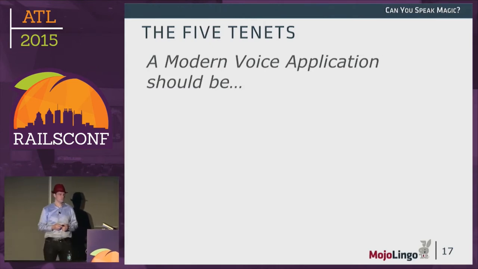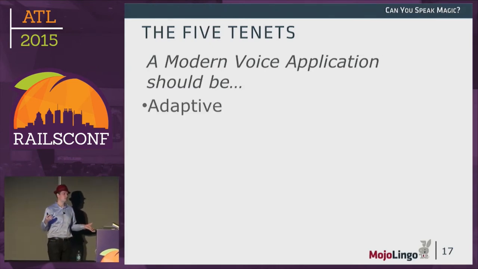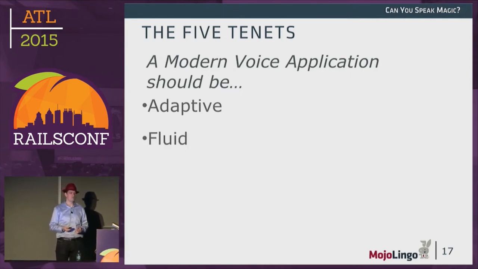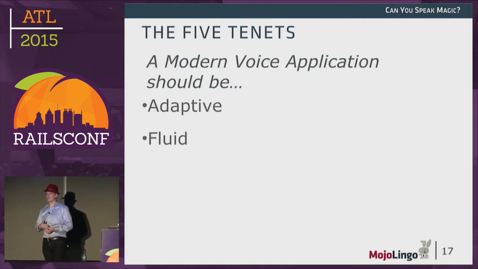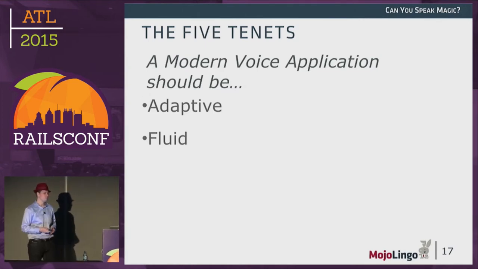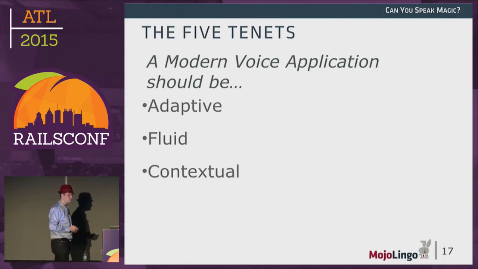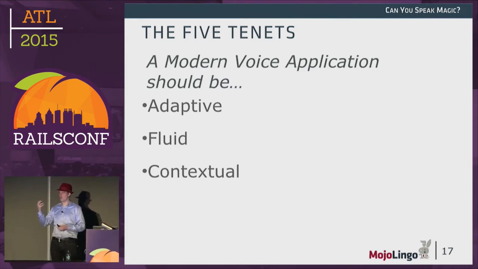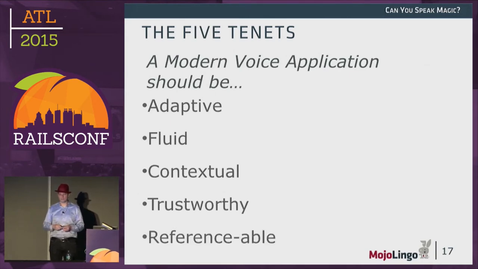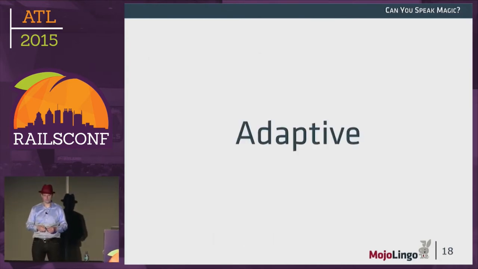A modern voice application should be adaptive, which to me means that it should take advantage of the capabilities of various devices on which it's running. It should be fluid, which is to say it should be able to move across devices and across time and even across users and still preserve the context of the conversation. It should be contextual, because really this is the value of what you're building, the communication happening in context with whatever application it supports. It should be trustworthy, because the worst thing in the world is to communicate something sensitive and then have it revealed, or otherwise abuse users' trust. And the last point is that it should be referenced. Let me go a bit more into each of these.